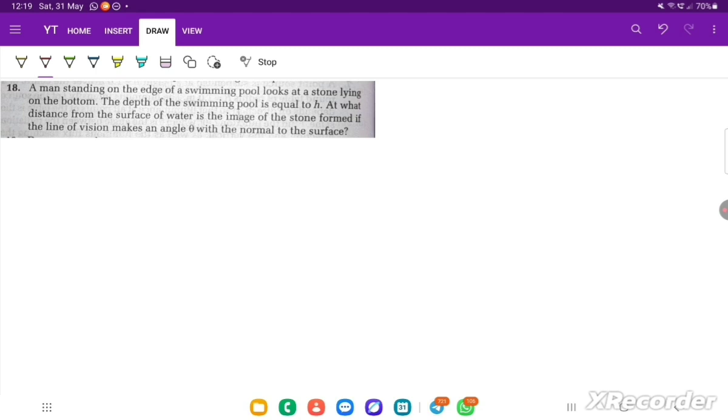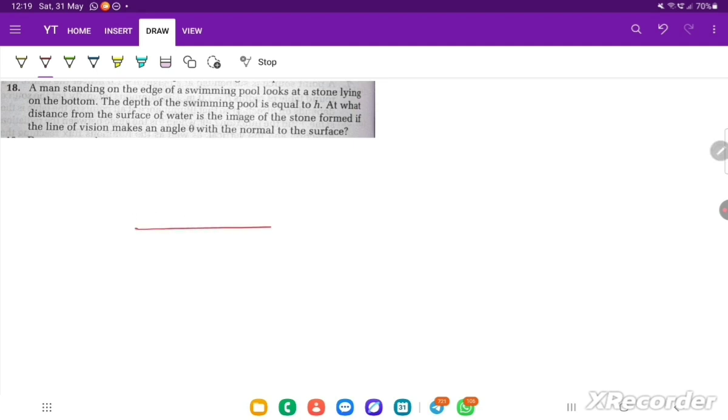A man standing on the edge of a swimming pool looks at a stone lying on the bottom. The depth of the swimming pool is equal to h. At what distance from the surface of water is the image of the stone formed if the line of vision makes an angle theta with the normal to the surface?